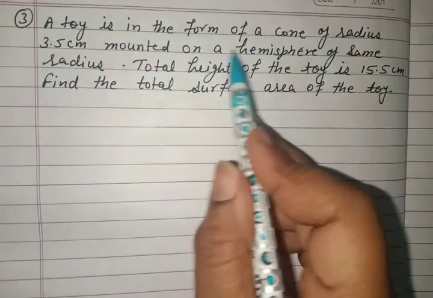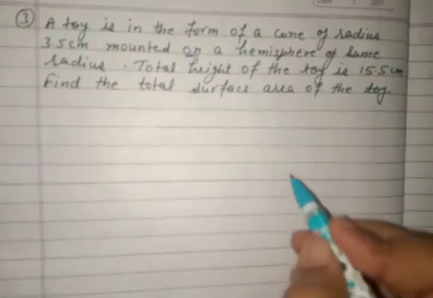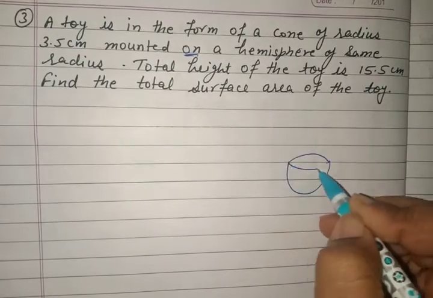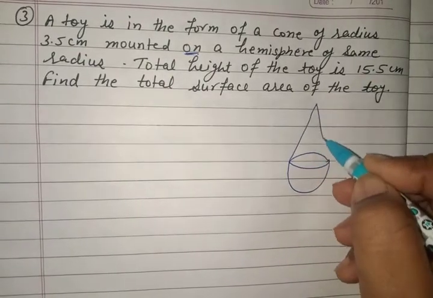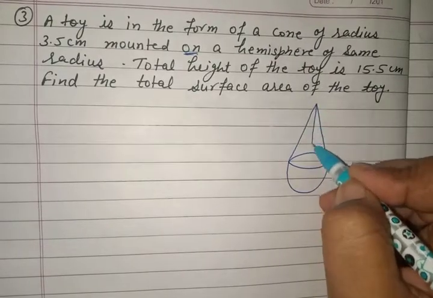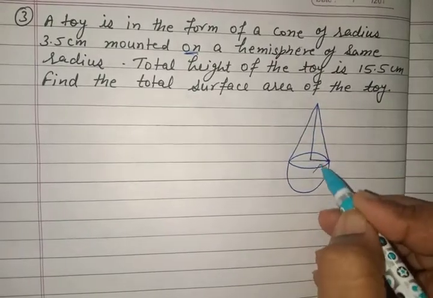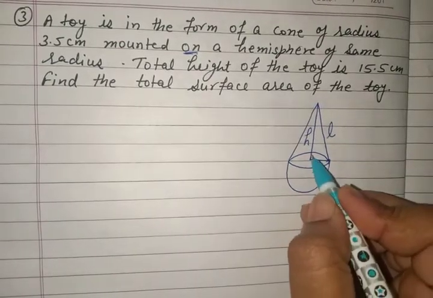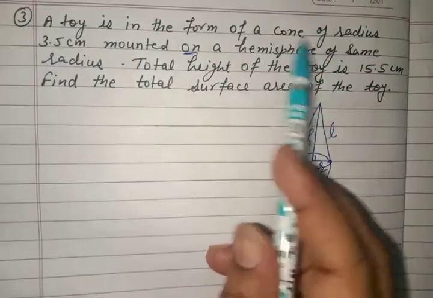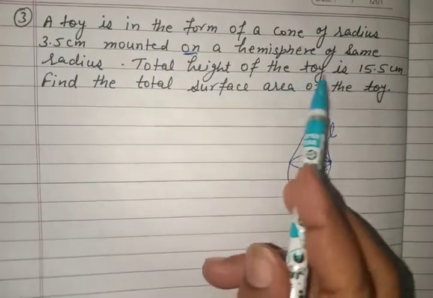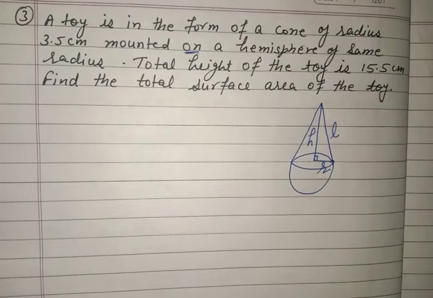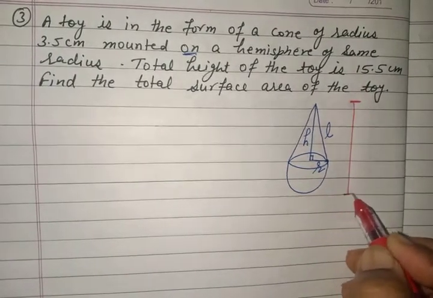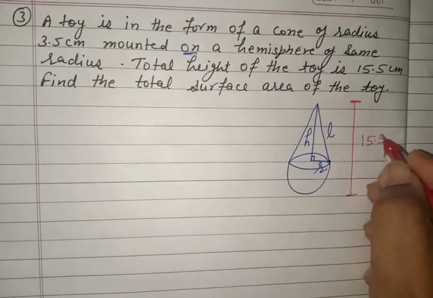Sir, a cone is mounted on a hemisphere. So this is the figure. This is the radius, this is the height, and this is the slant height of the cone. Next, the total height of the toy is 15.5. The height of the toy from this point till this point is 15.5 centimeter.